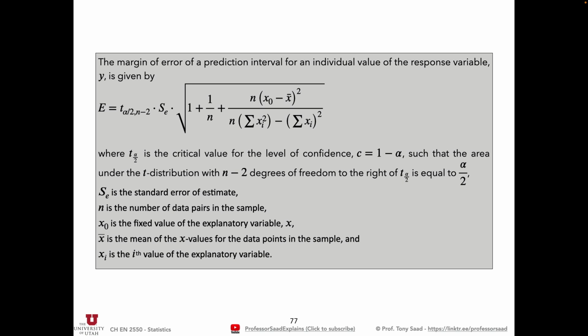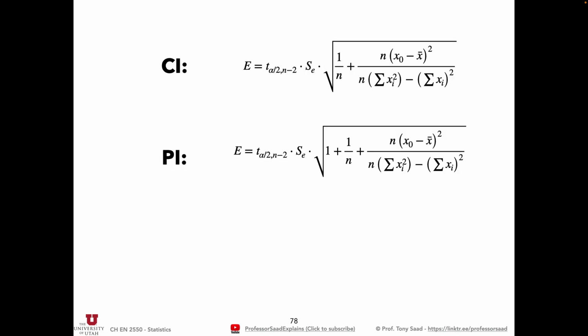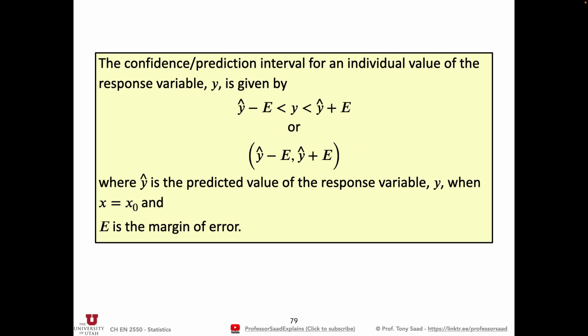Looking for prediction, you compute this error and add it and subtract it to the predicted value from your regression line. That's it. So if you're doing a confidence interval, plus or minus E based on the confidence interval error; prediction interval, plus or minus E based on this formula. In summary, confidence interval, you use this margin of error. Prediction interval, you use that margin of error. And then simply subtract it and add it from your y hat value. Remember, y hat was the value predicted by your regression model.